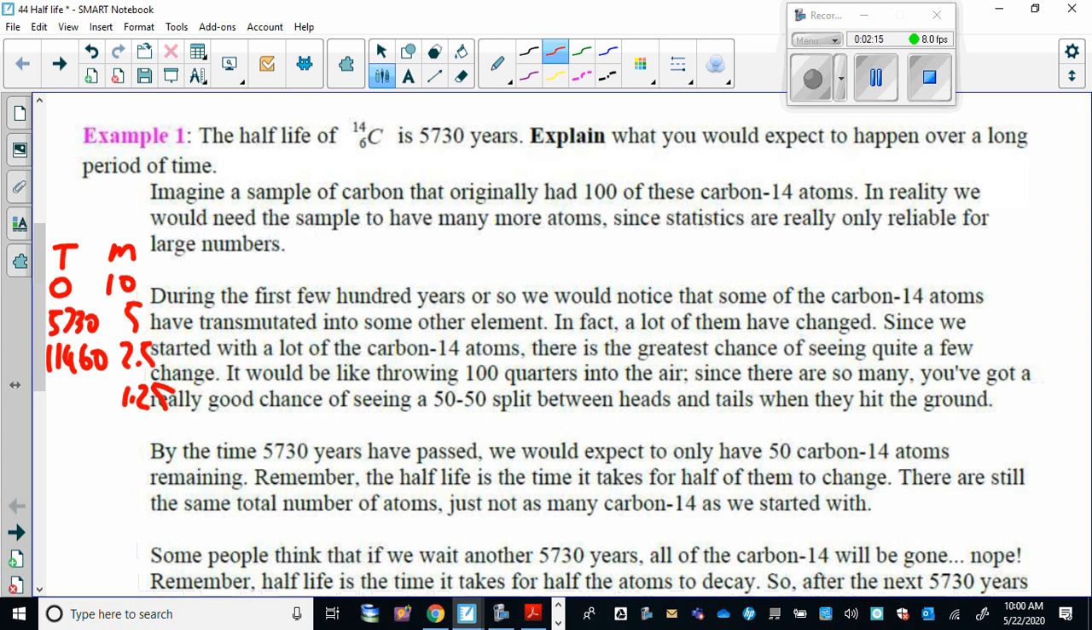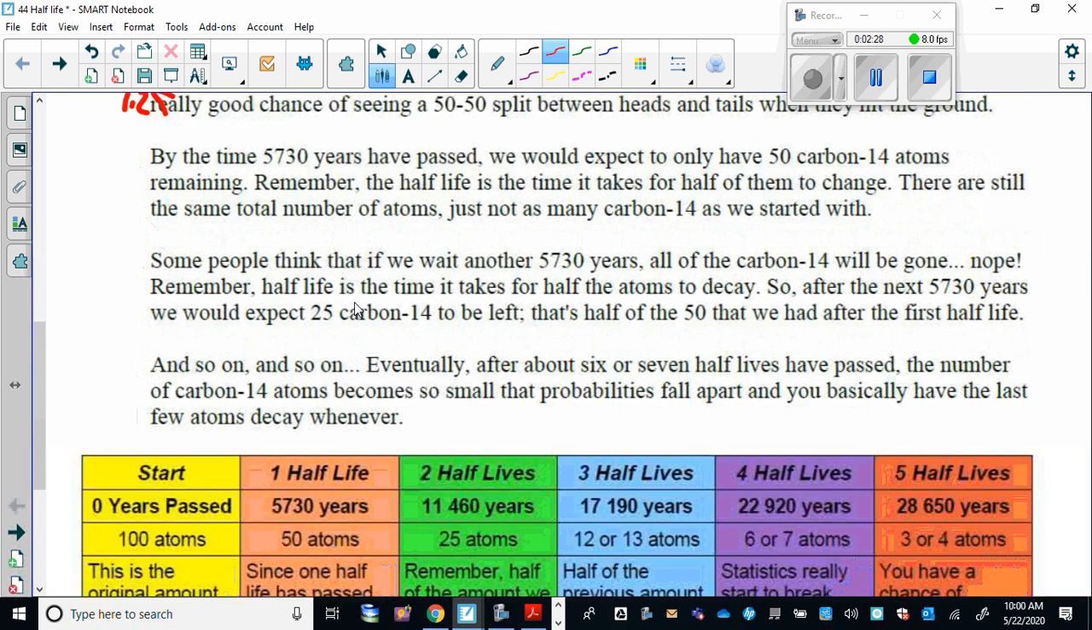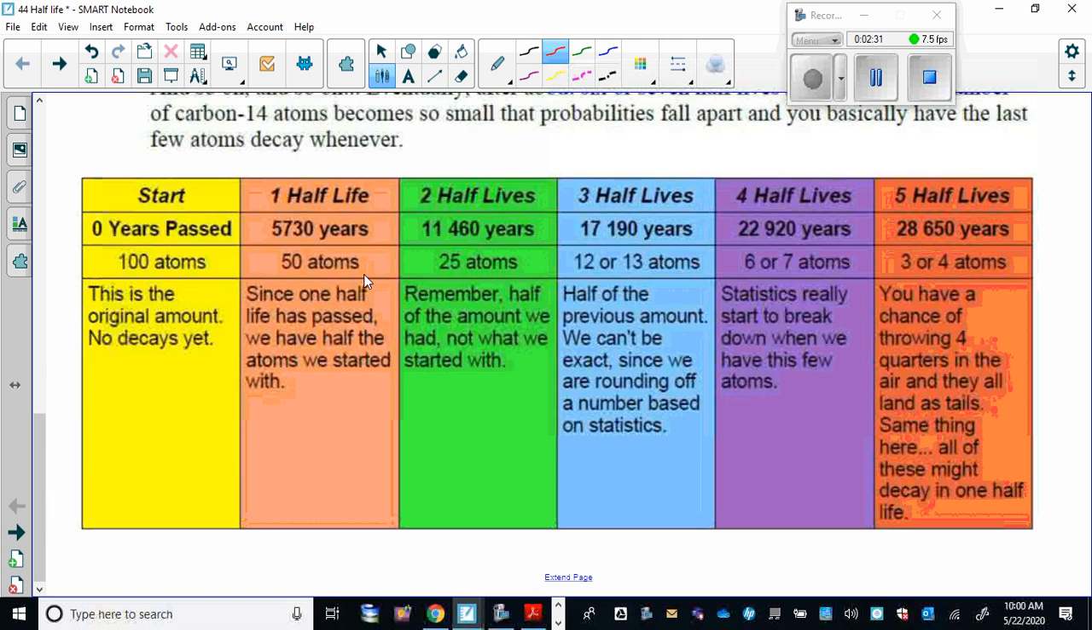So every time a half-life occurs, you have half the amount of the substance. Therefore, you will know that it's an exponential graph, not a linear graph. All right, and you can read over all this. That's what I was just talking about right there.